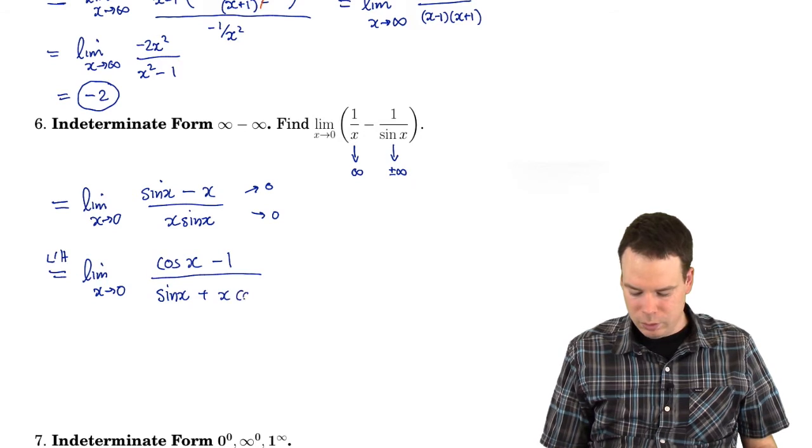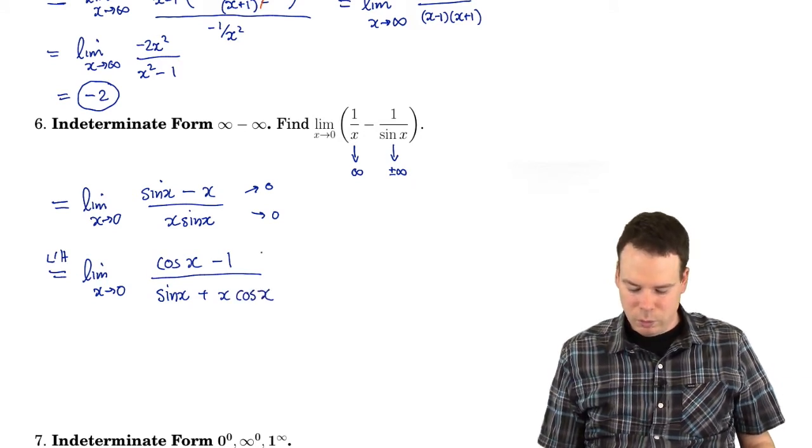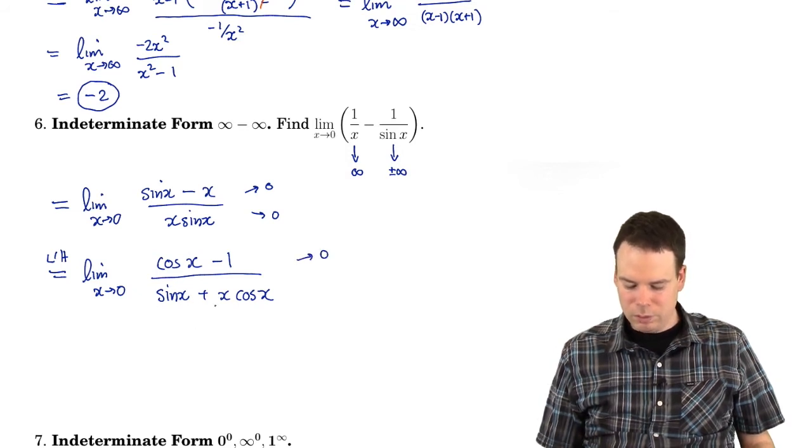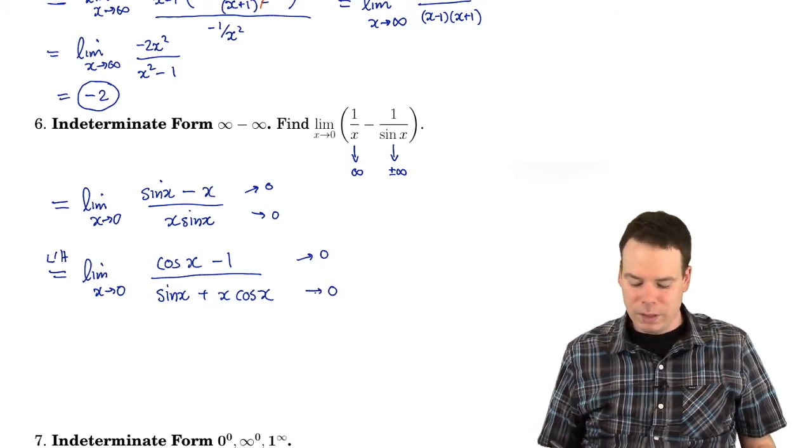plus x cos x. Now as x goes to 0, the top is going to 1 minus 1. Okay, so that's going to 0. The bottom's going to sine of 0, 0 plus 0. So that's going to 0 as well. So we're of type 0 over 0.